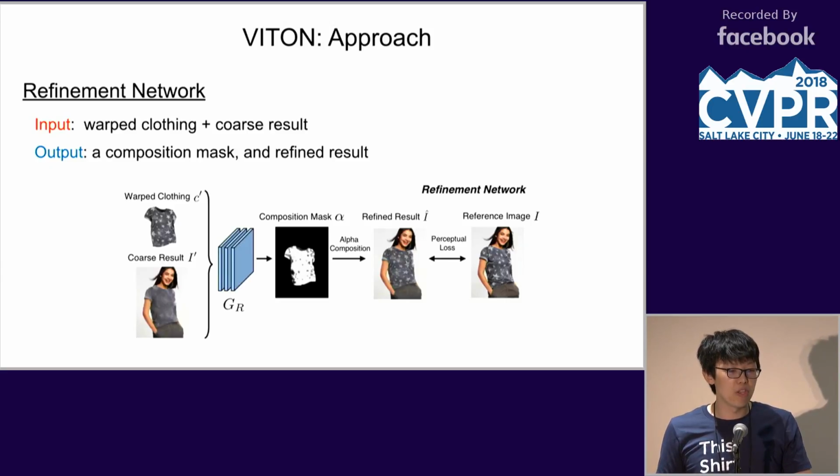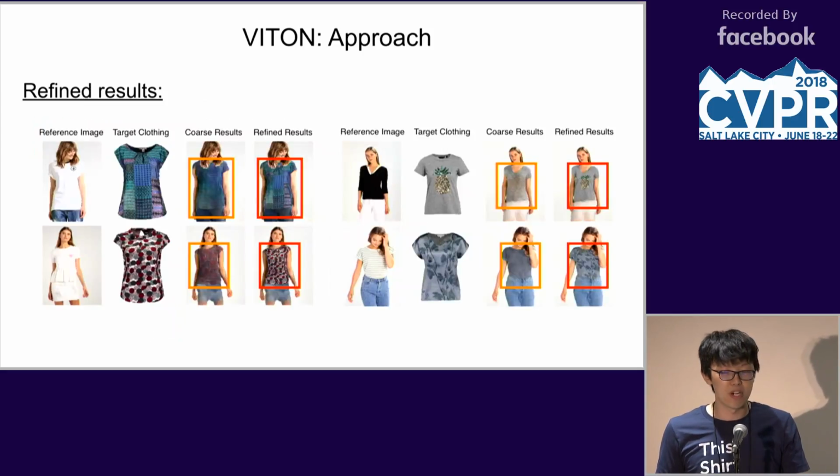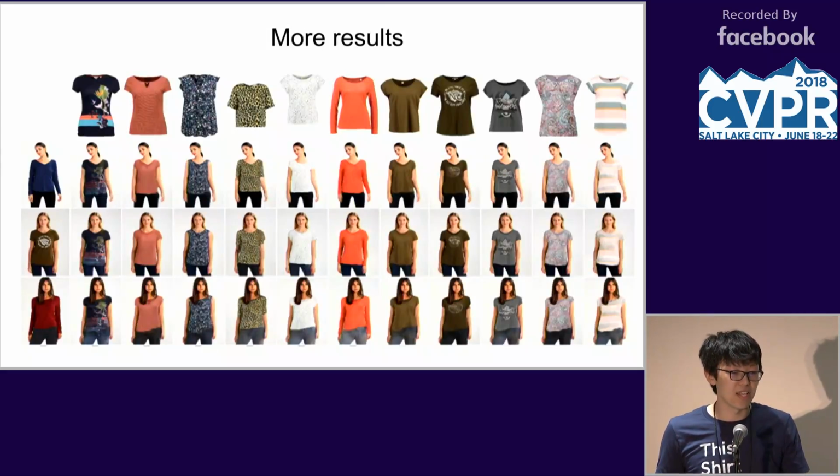And finally, we use the refinement network. The refinement network takes the warped clothing image and the coarse result, passes them through several convolutional layers, and produces a mask. It tells us which pixels we should choose from the warped image because it contains more details, and which parts to choose from the coarse result. And you can see here the coarse result in the orange bounding box has less obvious textures than the red bounding box because those are already refined. And you can see some textures are well preserved in our result.